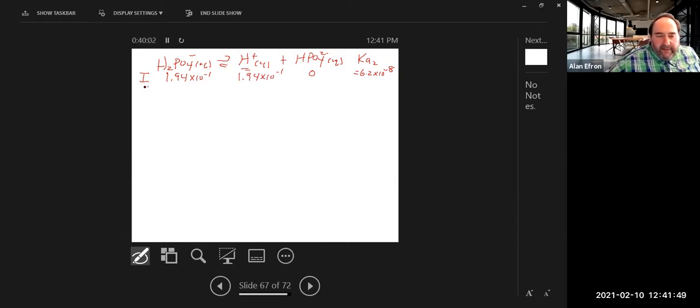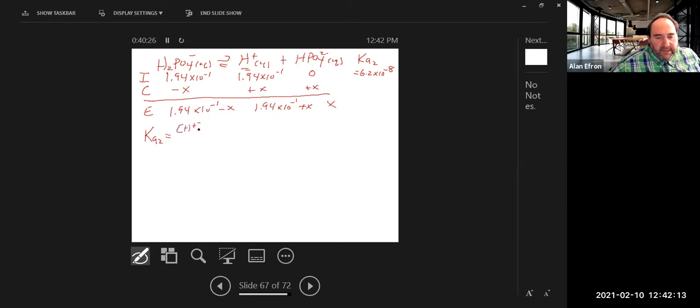Rest of the table should be fairly similar, minus X and plus X, which means when we get to equilibrium, 1.94 times 10 to the minus 1 minus X, 1.94 times 10 to the minus 1 plus X, and X. This again is going to go into our Ka2 expression, which would be H plus times HPO4 2 minus divided by H2PO4 minus, again equaling our 6.2 times 10 to the minus 8.